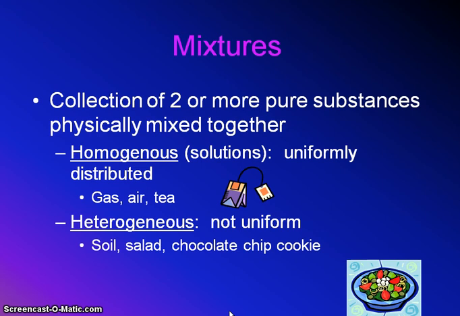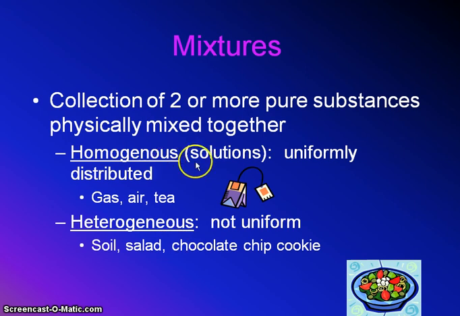And finally, we have mixtures that you can classify materials into. If it's not a compound, it may be a mixture, which is just a collection of 2 or more pure substances that have been physically mixed together. So these are not chemically combined like a compound, they're simply physically mixed together. And they can fall into 2 categories: homogeneous mixtures or solutions and heterogeneous mixtures.